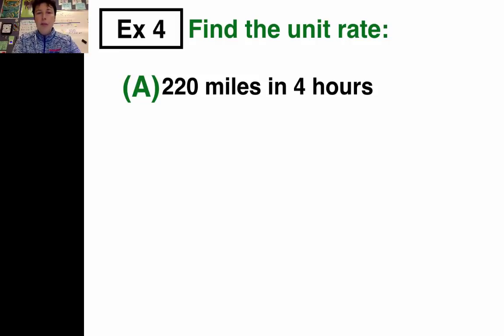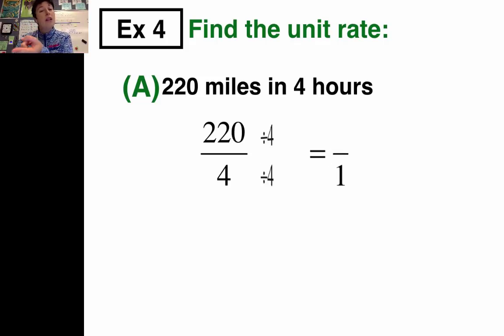Let's say something can move 220 miles in 4 hours. Well, that's how fast it goes. That's already a rate, 220 miles in 4 hours. But we want the unit rate. So what do we have to divide it by to get a unit rate? Well, we want 1 in the denominator, so we got to divide by what? Oh, we got to divide by 4, because 4 divided by 4 is 1. That'll give us 1 on the bottom of our fraction.